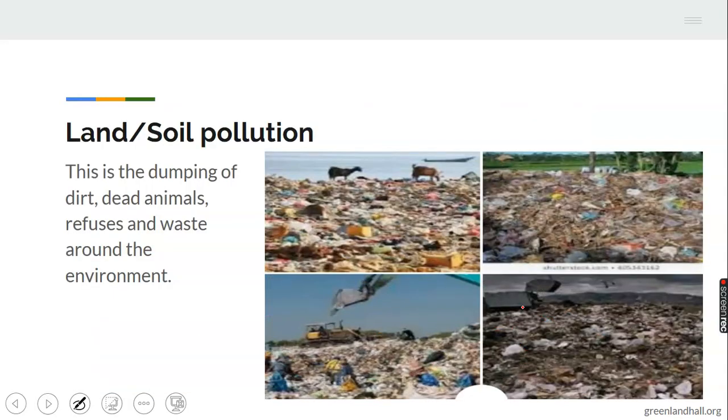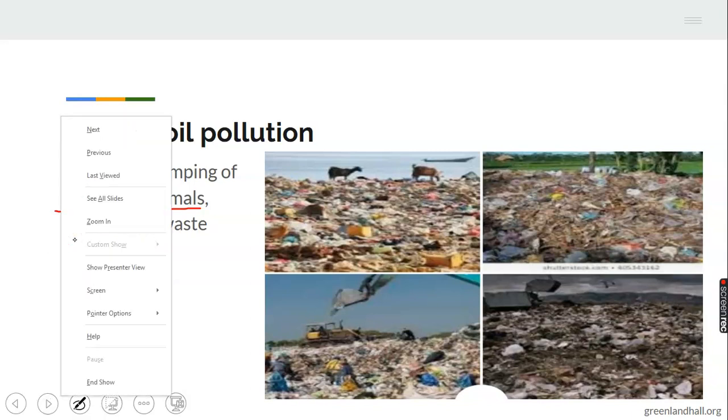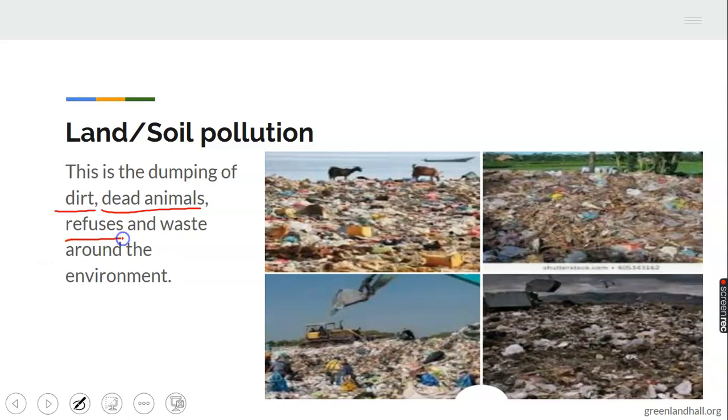Then we also have land and soil pollution. What do we mean by land or soil pollution? This is the dumping of dirt or dead animals or refuse. I mentioned dirt. You eat your biscuits, the wrap, you throw it away on the ground. Dead animals, when animals die, they are to be buried and not just left alone to decay or rot there. Okay? We have refuse, that is waste from your house.